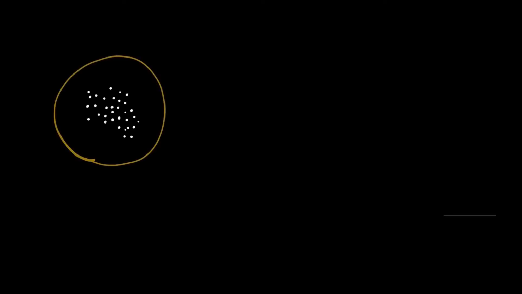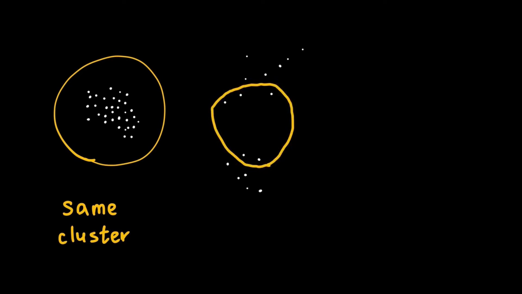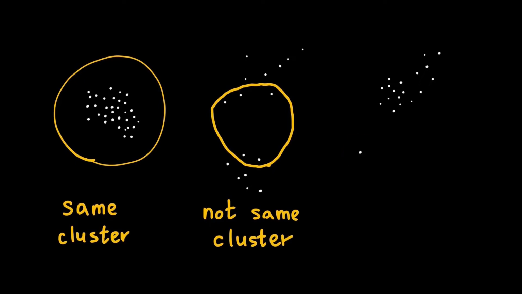Let's assume that points belong to the same cluster if they are located in the same high density area. On the contrary, if the area between points is low density, the points are in different clusters. And if a point does not belong to any high density area, we call it an outlier. To formalize this, we introduce epsilon neighborhood.